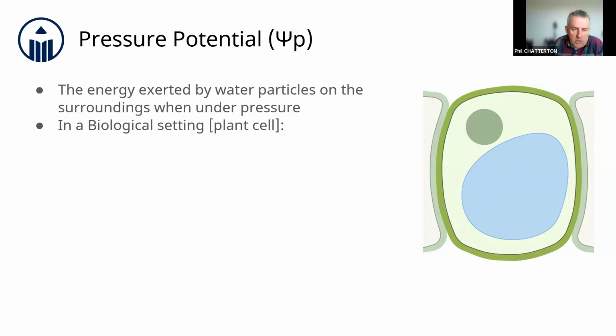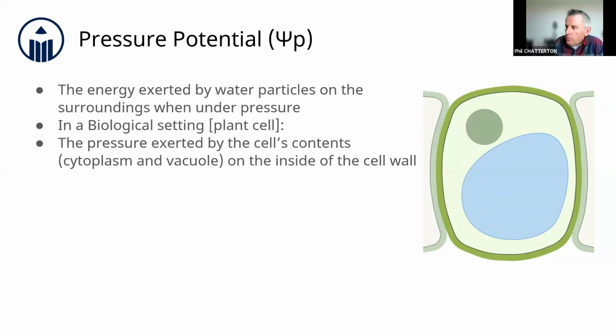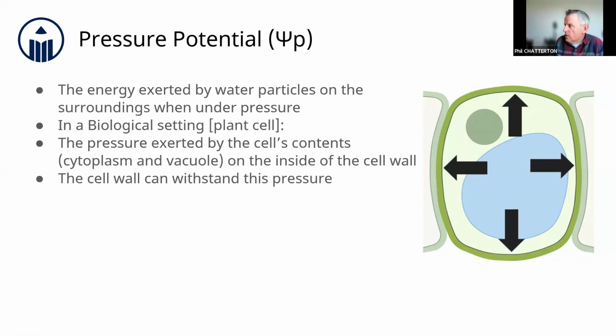So in a biological setting, how does pressure potential work? Well, it's the pressure exerted by the cell's liquid contents, which is cytoplasm and any vacuole contents on the inside of the cell. And it acts a bit like this. It's acting on the cell membrane, which pushes against the cell membrane, this little black line around the edge, and the cell wall is this thicker green layer, which is the structural support made from cellulose most often. And the cell wall has the strength to withstand the pressure. Remember your lessons about the fibrous structure of cellulose and the strength it gives for cell walls.